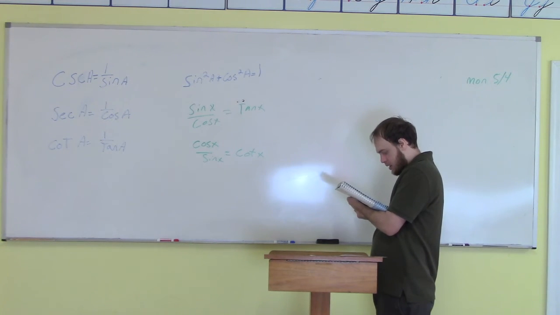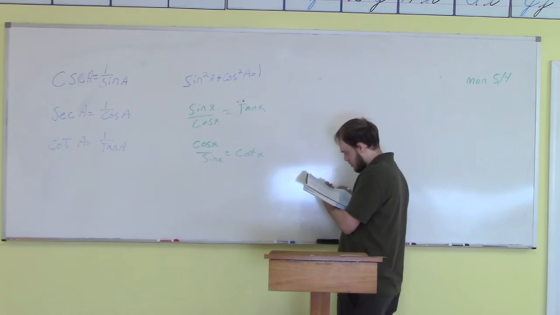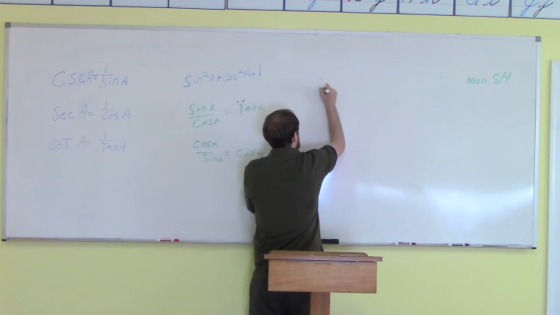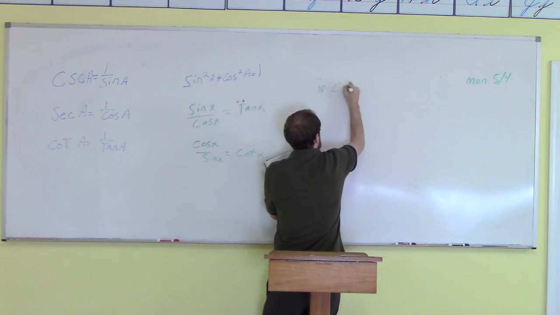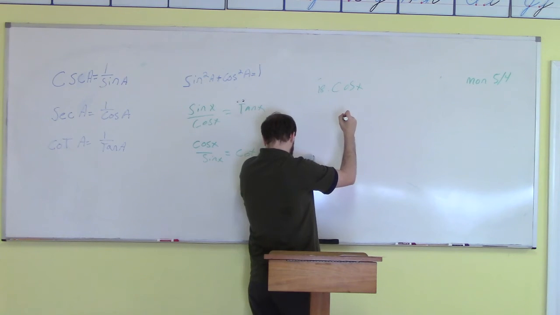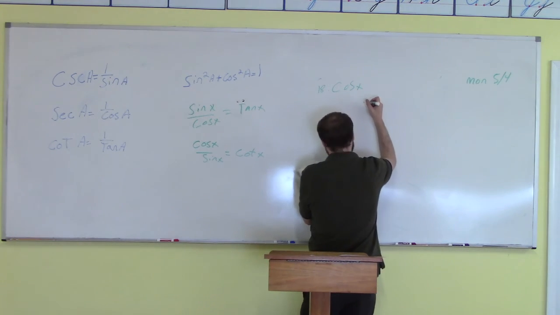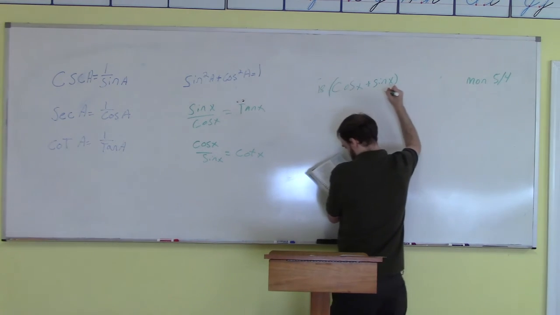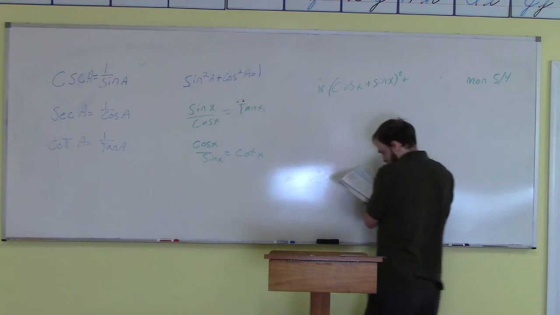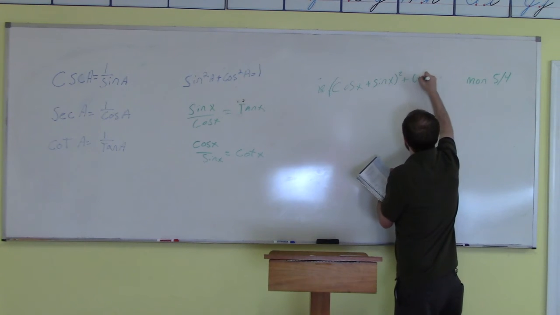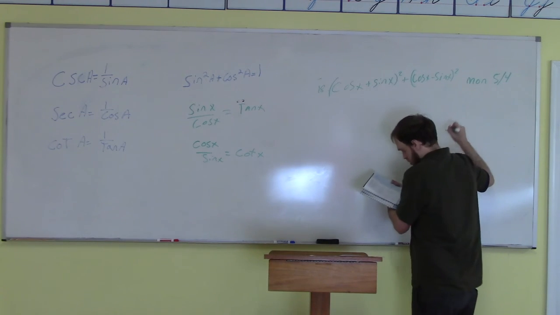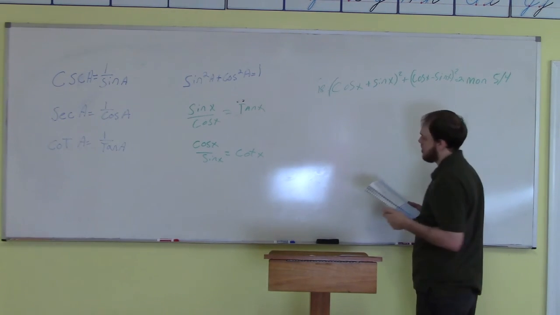We'll try number 17. We'll do 18. So this will be 18. 18 is (cosine of x plus sine of x) squared plus (cosine of x minus sine of x) squared equals 2. So that's the problem.